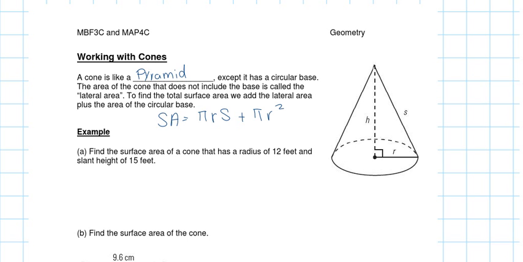Okay? S is the slant height of that cone. Okay? So if you take this and then you measure this, that is what the measurement of S is. Okay? And then R is your radius, and pi is 3.14. So we have two parts of that cone. We have the circular part, and we have the lateral part. Okay? Do you guys have any questions about the formula?